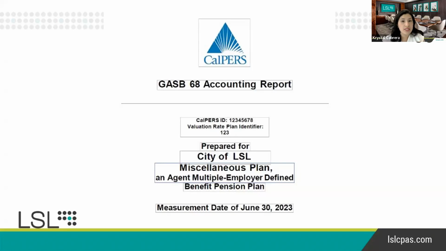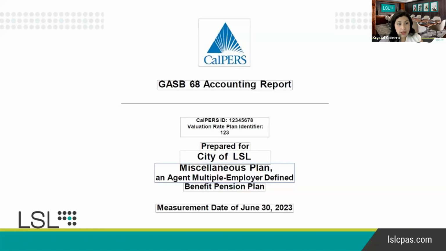So anything that you put into that is tracked in a separate account, and that liability is specifically for you, and those assets are specifically for your employees. However, if you have a cost sharing plan, everything kind of just gets put into a big pot, and they can use those assets to cover anybody's pension costs in the pool. So multiple cities have their employees all within that plan.